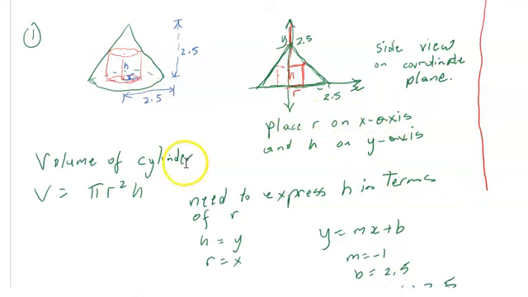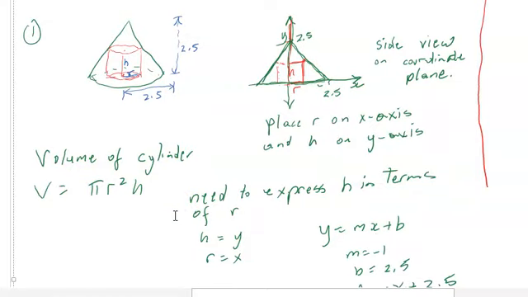Now recall the volume of the cylinder, V is equal to pi R squared H. We want to express H in terms of R because we only want to have one variable on the right side when we need to do our derivatives. So if we look at the diagram that we had placed on our coordinate axis, the y coordinate will represent our h values, the x coordinate will represent our r values.